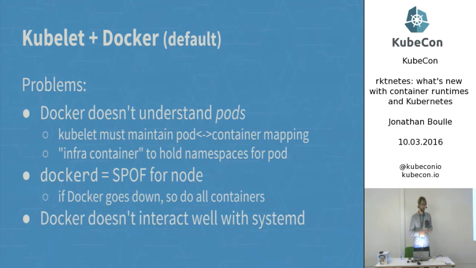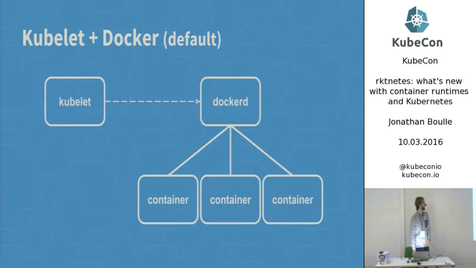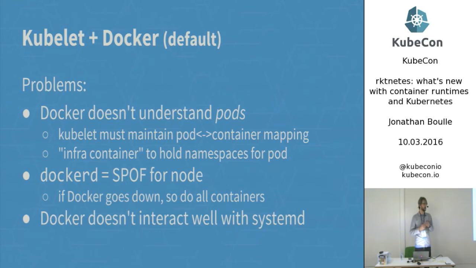There are a couple of problems with this, and again, this is motivation for why we want to integrate Rocket with Kubernetes. The first key problem is that Docker doesn't understand the concept of pods. Docker just has the concept of individual containers. And this means that the kubelet itself needs to track this mapping between its idea of a pod, so the different applications and containers that constitute a pod, and what those containers are that are actually on the system.